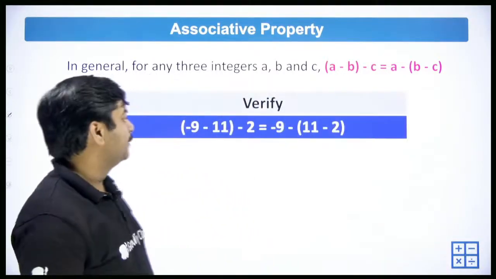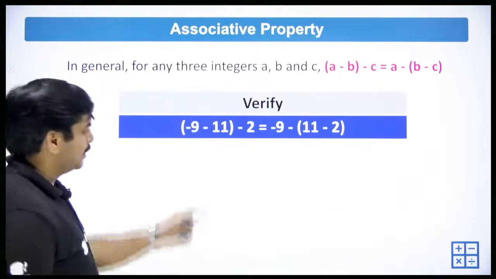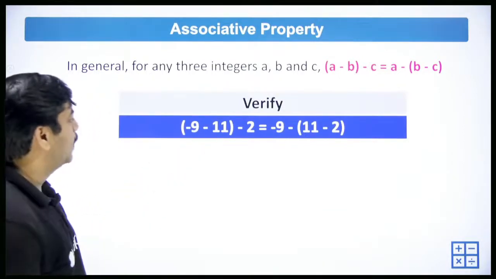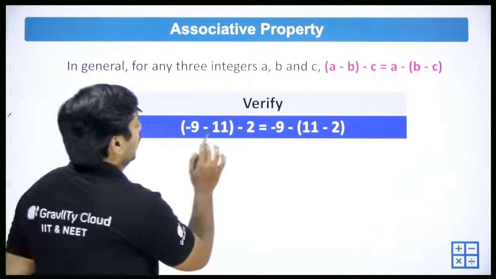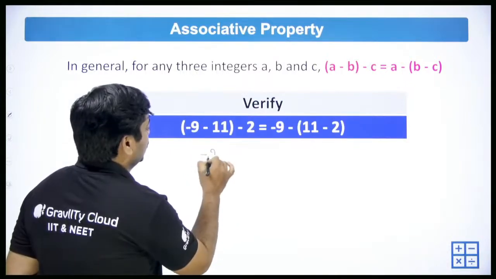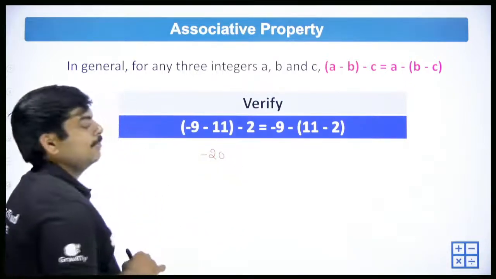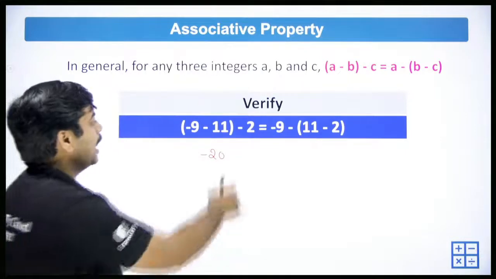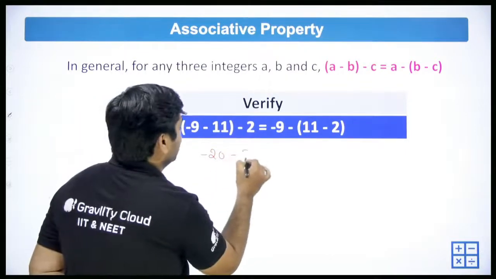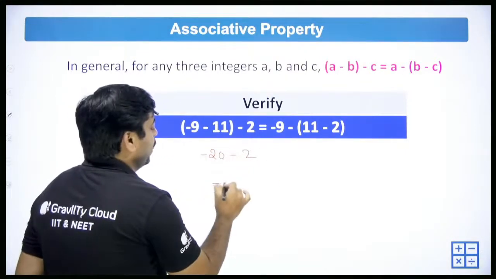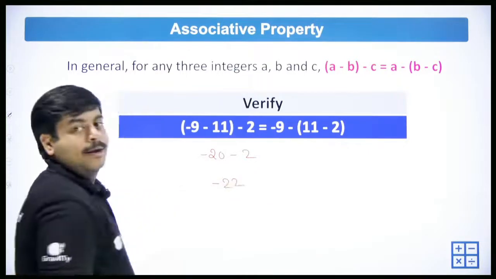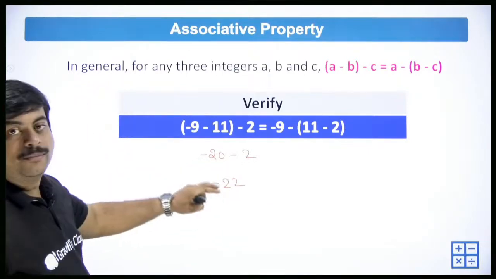Let me take the same example with all the negatives. Minus 9 minus 11 will give you minus 20, and then minus 2. Minus 20 minus 2 will give you minus 22.